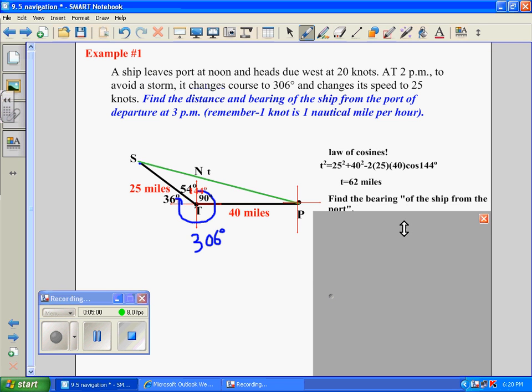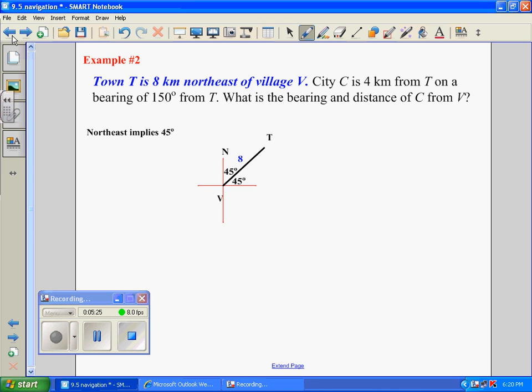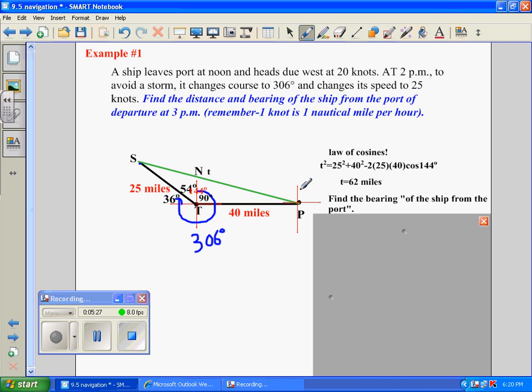We got 62 miles, but the other part of this question is to find the bearing of the ship from the port. The most important piece to this question is to find the bearing, which is an angle measure. Always start from north. You're going clockwise, and you are from the port. So we're going to start from the port, which is right here.